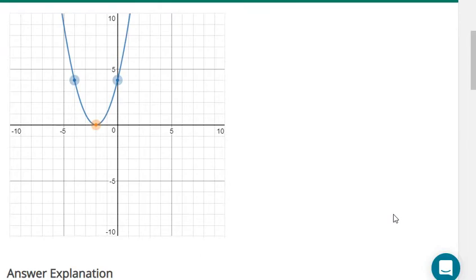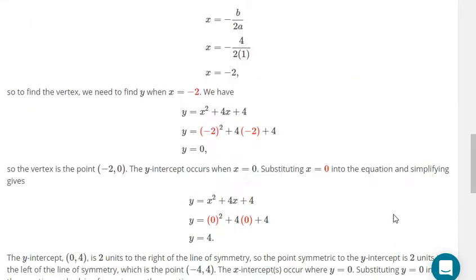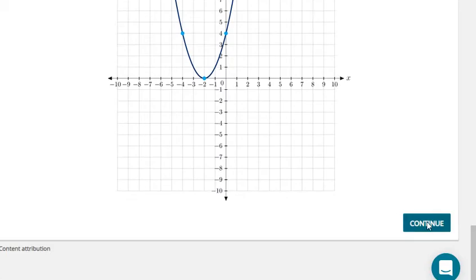That one's way too complicated. Well, that's because it was our first try at this stuff. All right, let's try another one. So let's continue.